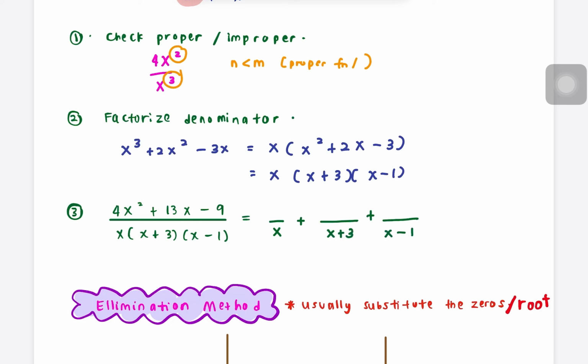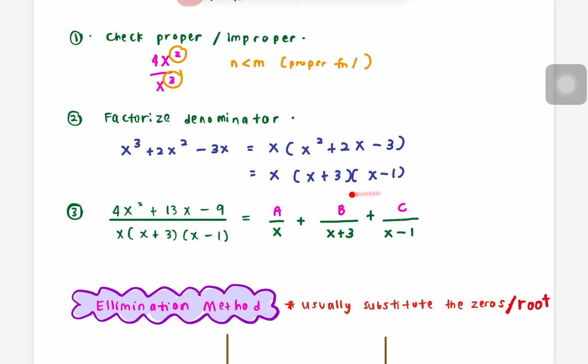Okay. And this is rule A. Why rule A? Because all of these are linear factors. So for rule A, your numerator will be a constant only. So this is A, this is B, and this is C. Okay, that's how you apply the rule. And then right now you have to solve for the unknowns A, B, C here.